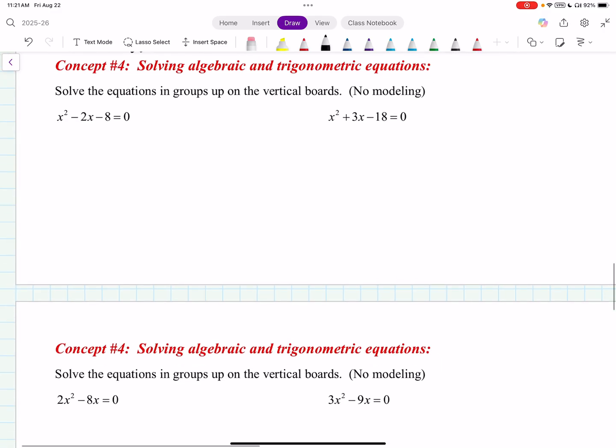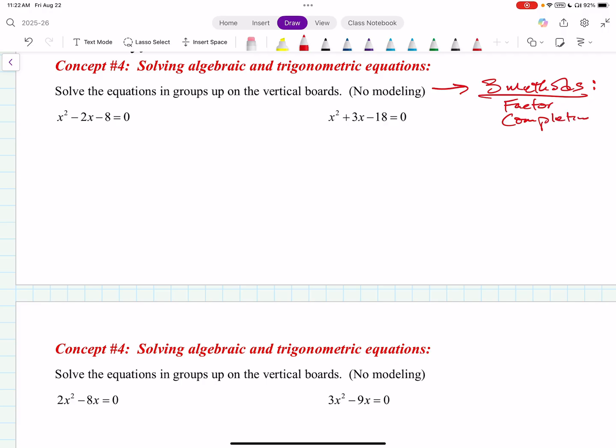Okay, concept 4, solving algebraic and trigonometric equations. Okay, so the first basic thing that we need to go through here is solving a quadratic function, and there are 3 methods possible. So 3 methods that you could choose from. Okay, you could solve it by factoring method. You could use completing the square method. So 1 here, 2 here, 3. Third method is quadratic formula.